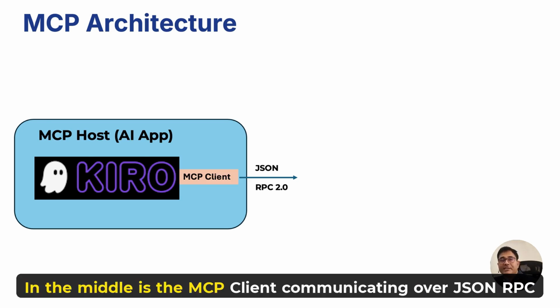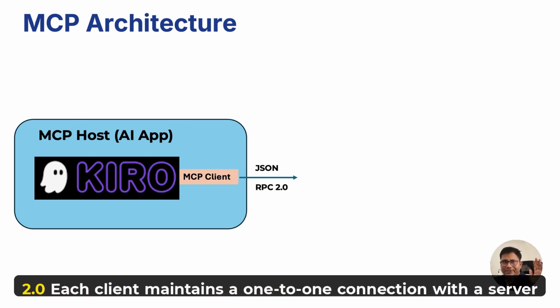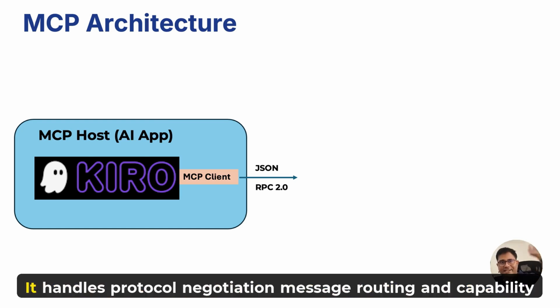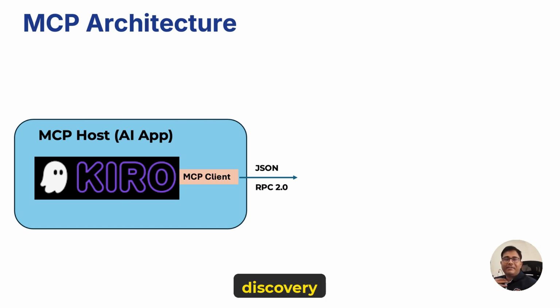In the middle is the MCP client communicating over JSON-RPC 2.0. Each client maintains a one-to-one connection with the server. It handles protocol negotiation, message routing, and capability discovery.